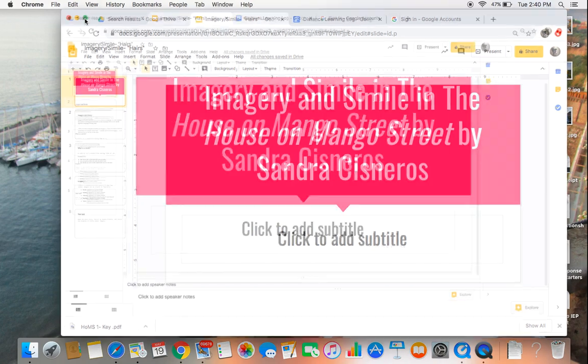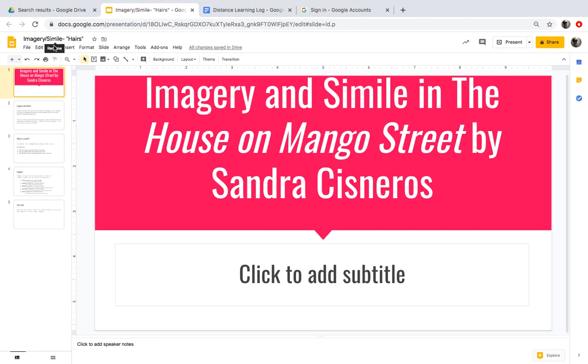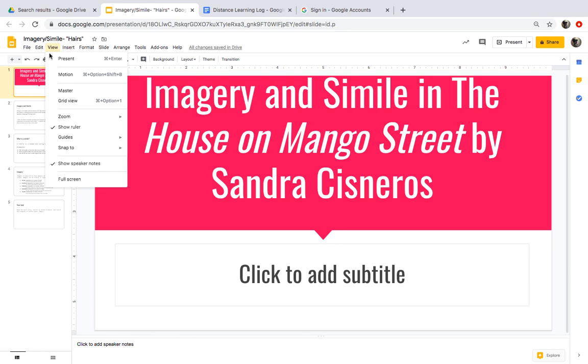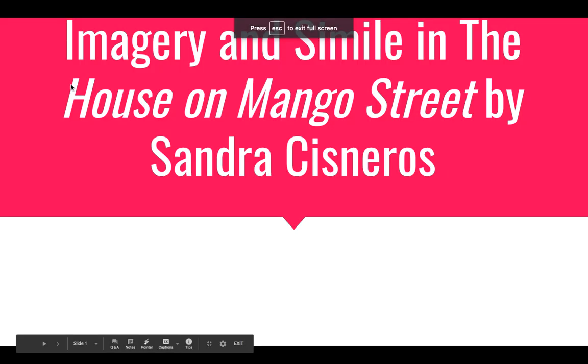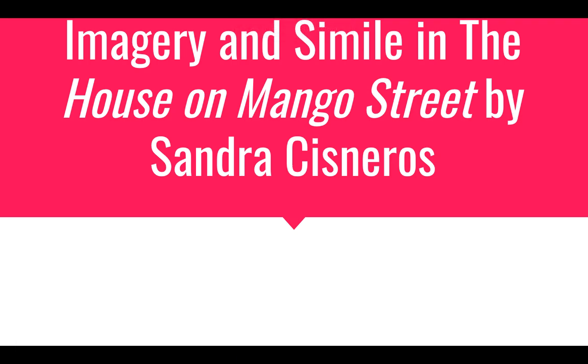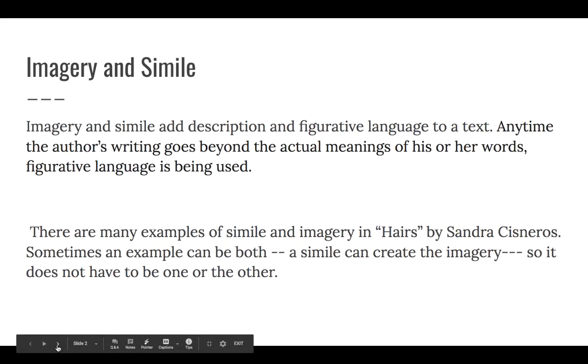I just want to go over the assignment that I'm going to post for today. For your next assignment, you're going to be reading the short story Hares in the House on Mango Street. That short story is on pages 6 and 7 in the novel. It's very, very short, but there's a lot of imagery and simile in this short story that I want you to take a look at. So that's what I'm going to be talking about.